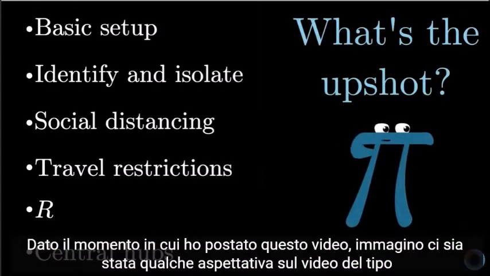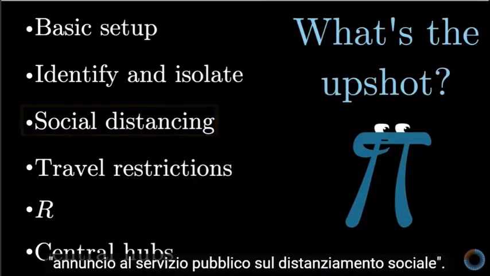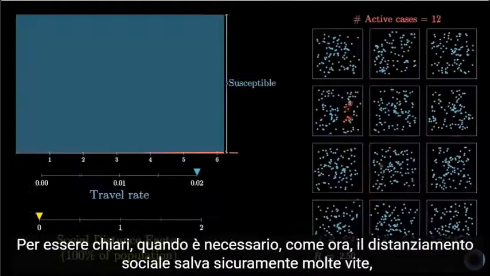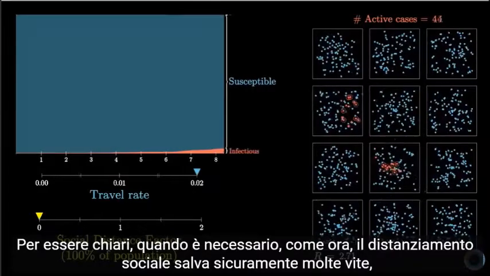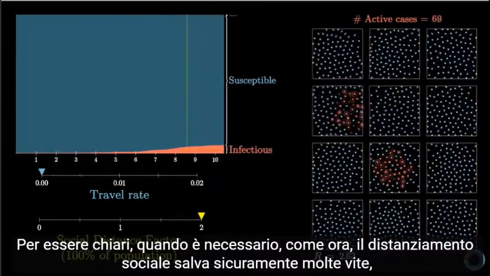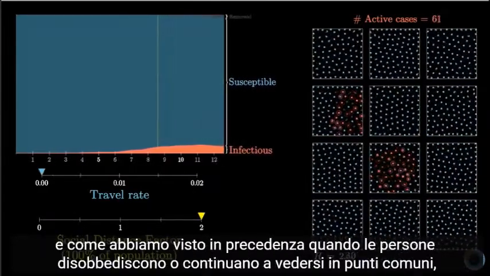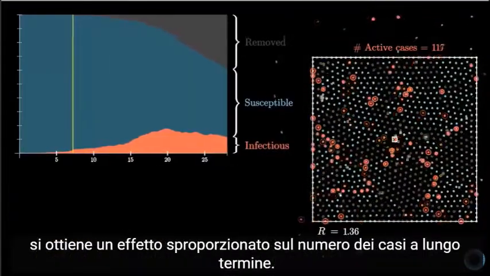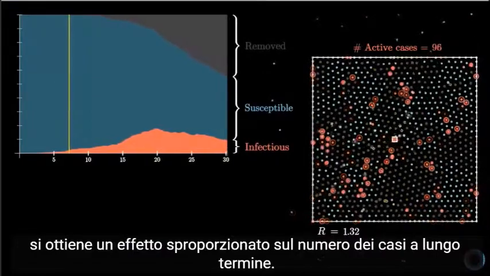Given the time that I'm posting this, I imagine there's some expectation for it to be a PSA on social distancing. But to be honest, that's not really my own main takeaway. To be clear, when it's needed, like it is now, social distancing absolutely saves lives. And as we saw earlier, when people cheat, or when they continue to regularly meet at a central spot, it has a disproportionate effect on the long-term number of cases.